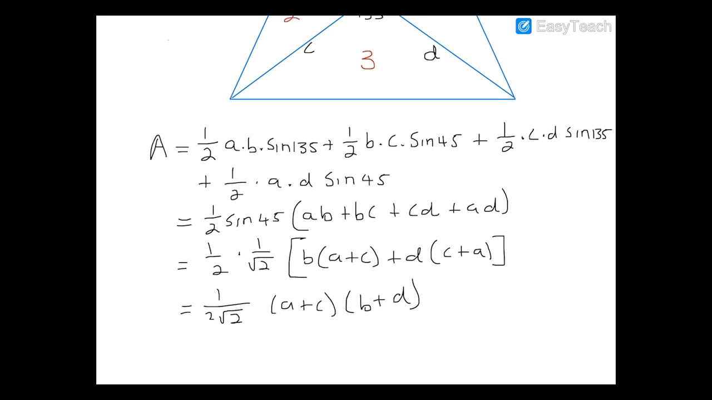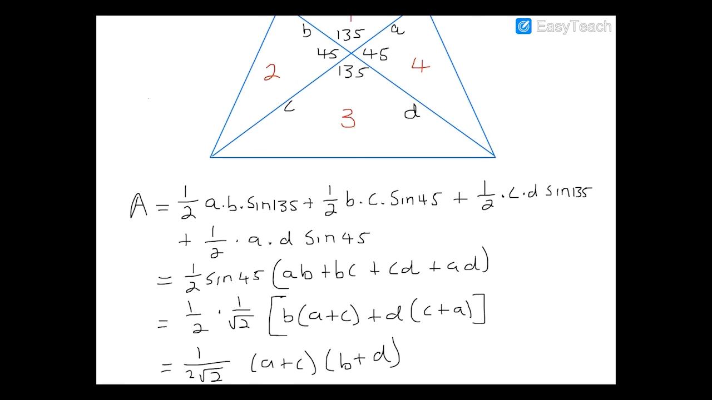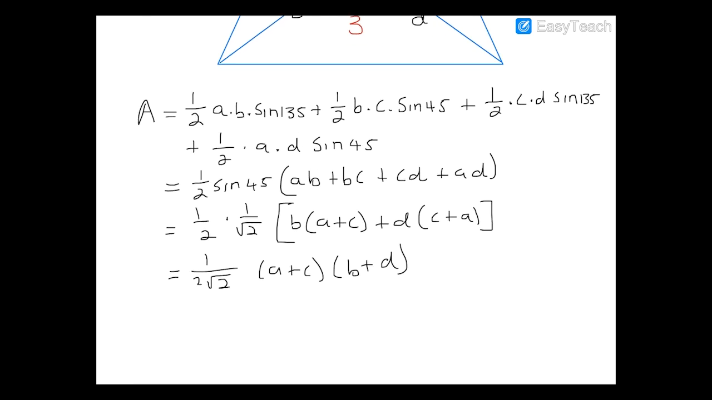Going back to our diagram, A plus C is actually this diagonal here. So we can replace A plus C with 1 because we are told that the diagonals are equal to 1. So A plus C is 1, and B plus D is also 1. So the answer here is just equal to 1 over 2 root 2.